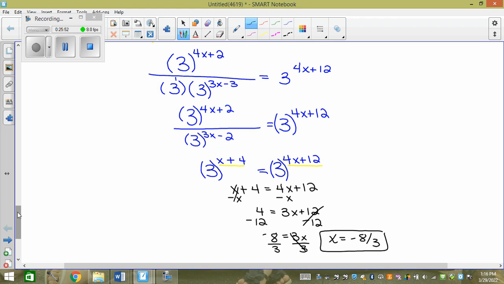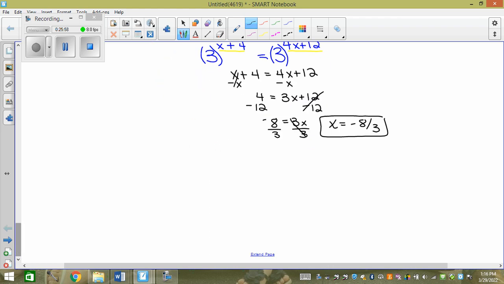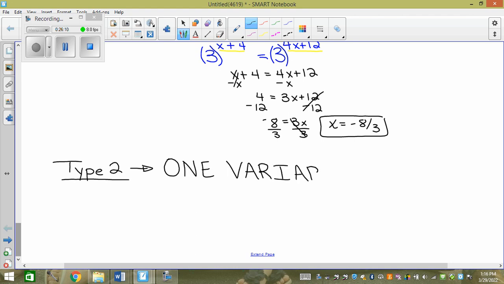We also learned type 2. Type 2 is when you have one exponent. So type 1 is when you can make a common base. Type 2 is when you have one variable exponent. That's all you can have. If you have more than one, this option is out.